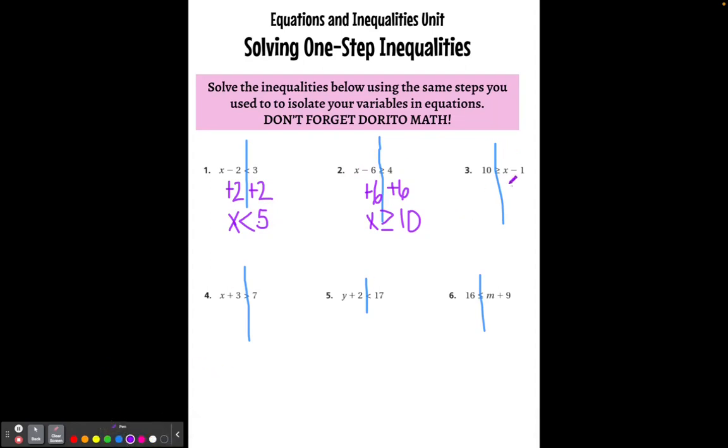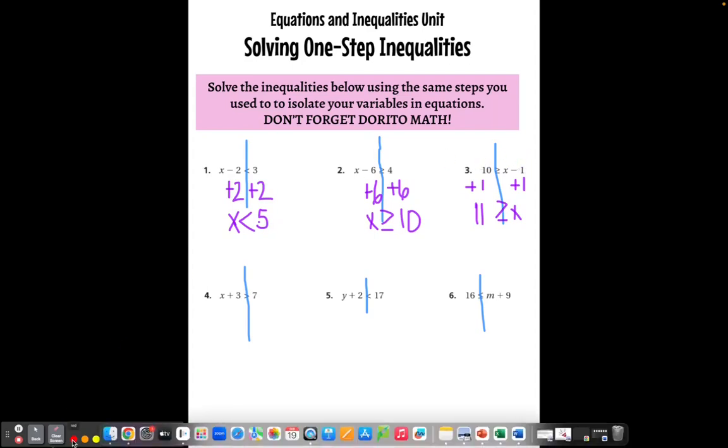Moving on. What am I doing to my variable? I'm subtracting 1. So I need to do the opposite or inverse operation. And I have to do it to both sides, right? So that means this cancels out and leaves me with just x. I'm going to bring down my inequality symbol, and I'm going to solve on this side to get 11, right? So this means this x has to be less than or equal to 11 in order for it to make a true statement. Okay.